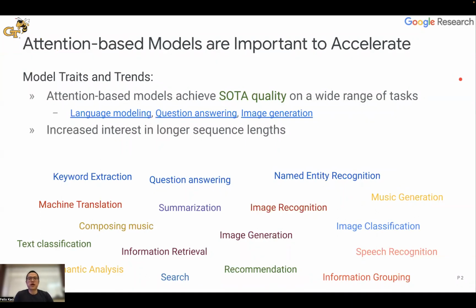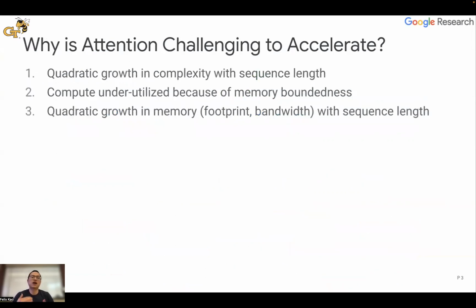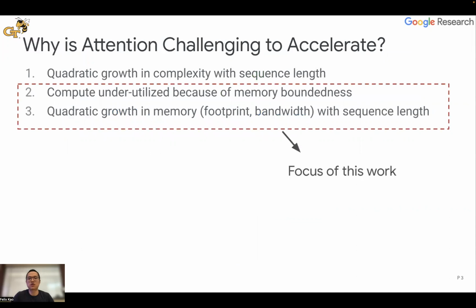Attention-based models are important to accelerate because more and more applications are starting to use them, and there is increased interest in longer sequence lengths. However, they are hard to accelerate because there is quadratic growth in complexity with sequence length. Also, the compute resources in the accelerator are often underutilized because of memory boundedness, and there is quadratic growth in memory footprint with sequence length. The bottom two are the focus of this work.